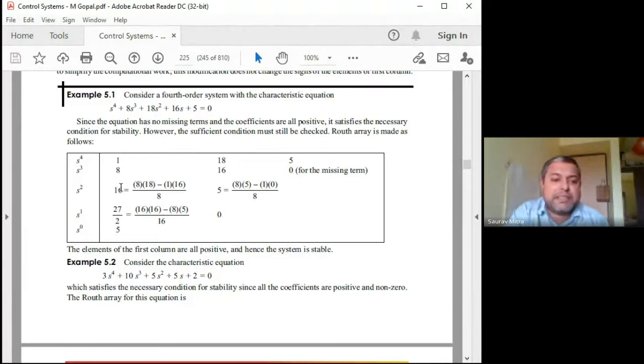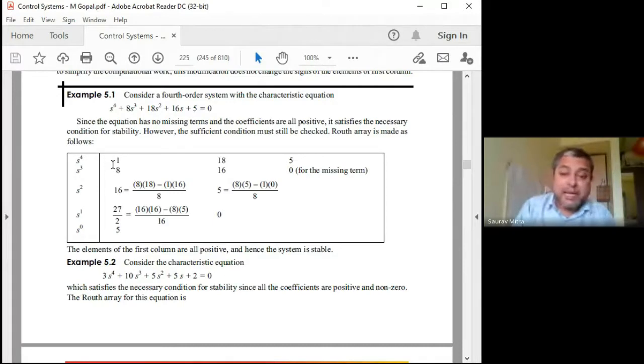So what will be the factor here? s to the 4 and s cube are given, because from whatever characteristic polynomial is given, we can find out what is the even part and what is the odd part. And after that we have to construct s square, s to 1, and s to 0. If it was s to the 5, then s to 5 and s to 4 we could have got from the characteristic equation. In that case we have to construct s cube, s square, s to 1, and s to 0.